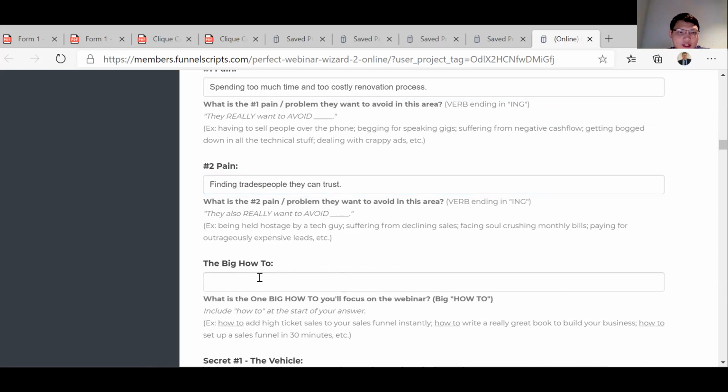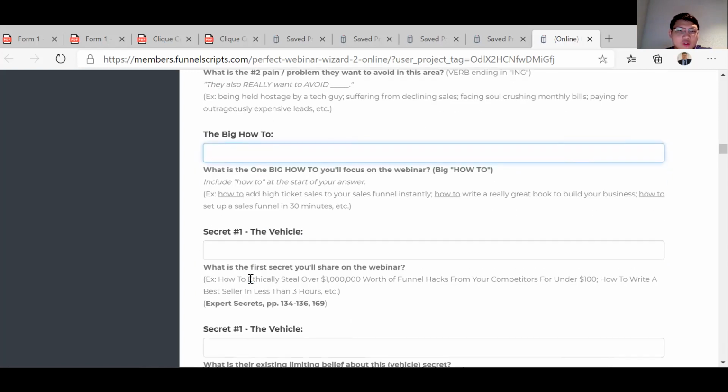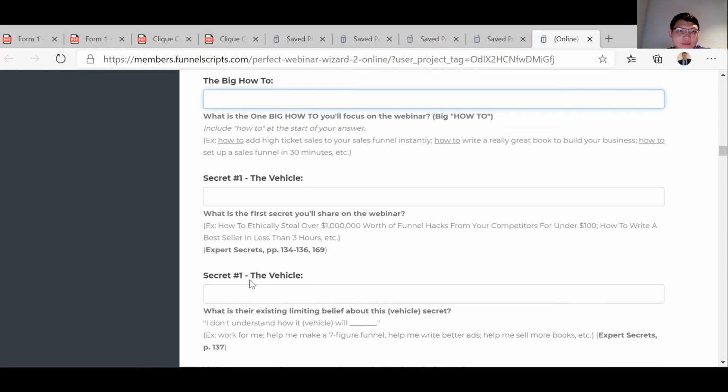Okay, the big how-to, I think, is how to sell the property for the full market value without spending too much time on renovating the property or project managing the property. I think that's a big how-to they want.